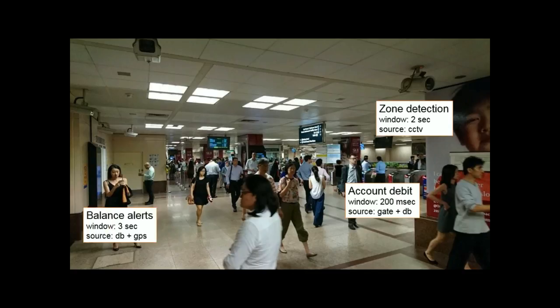Well, you see this lady over here and she's on her phone. There could be a mobile application that, when she's in the train station, can give her an alert that says, hey, your card balance for this train system is below a certain amount, so you may want to top up before you go in. This could use a backend database, but it could also use GPS for contextual awareness. And that system should respond within, say, a few seconds. So again, a real-time system for balance alerts, but in a slightly different time frame.